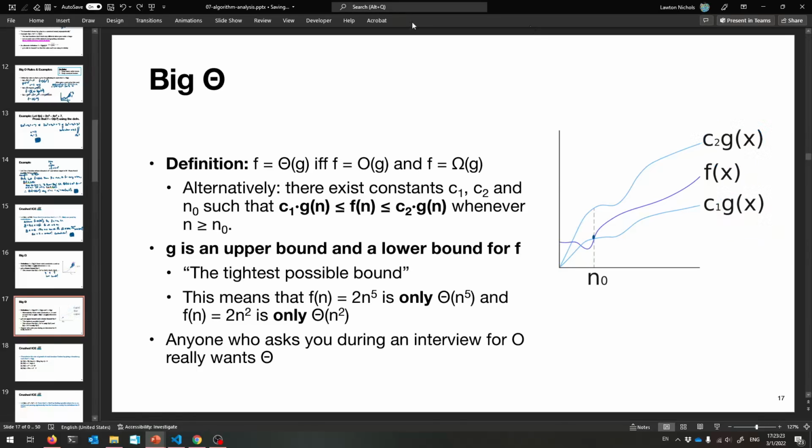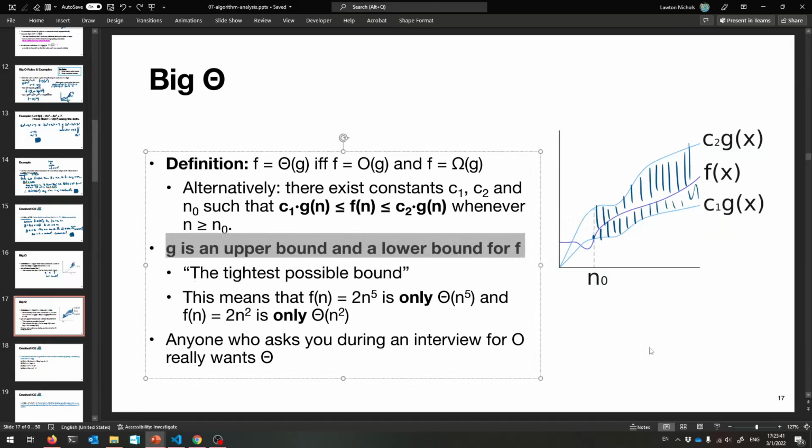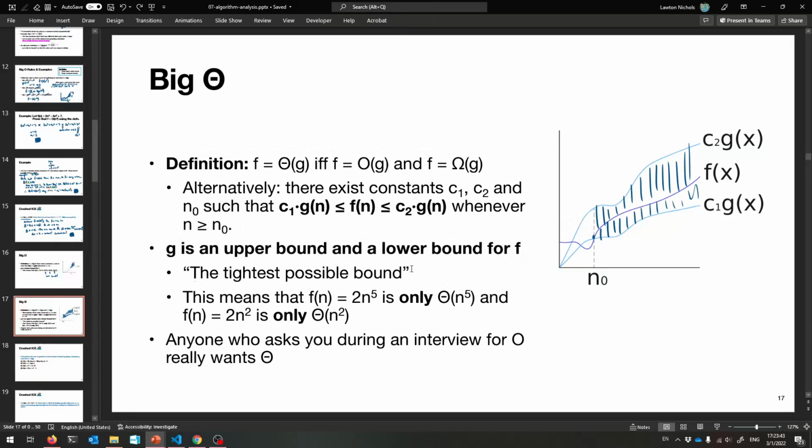Isn't that cool? So it's bounded below by c1 g of x, and it's bounded above by c2 g of x. And as long as n is bigger than n naught, that sandwiching is never going to stop. It's always bounded in between. Okay? So that means that g is both an upper bound and a lower bound for f, which is very powerful. It's called the tightest possible bound for the function f. Okay? Can't find a better one, according to our definitions.